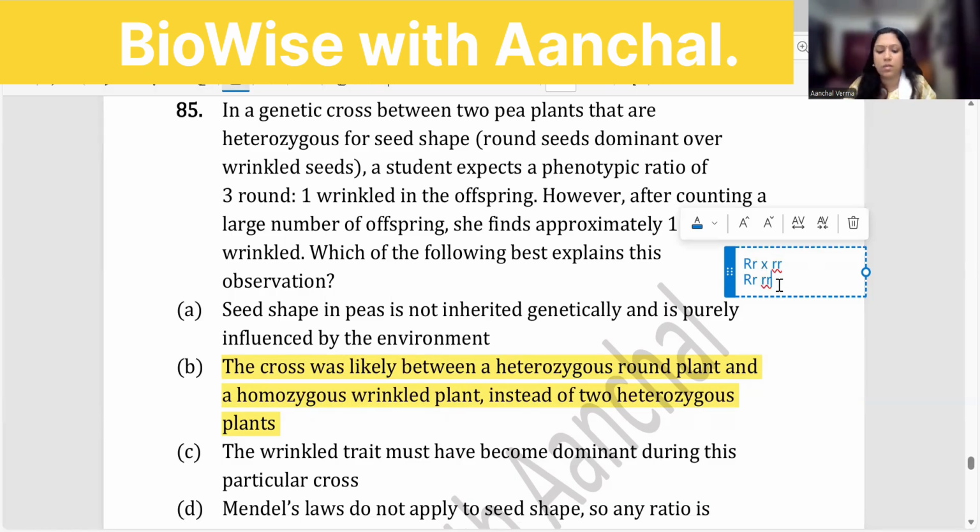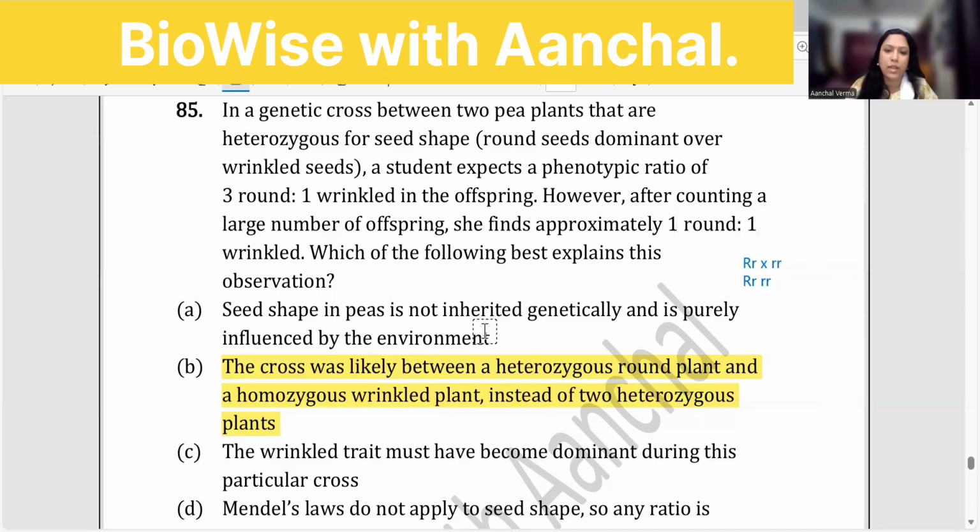So this was the outcome. That is why the cross was likely between a heterozygous round plant and a homozygous wrinkled plant. That is why the offspring is 1 is to 1 ratio. Understood? Moving to the next. 15 more questions to go.